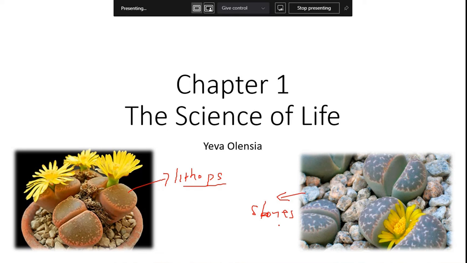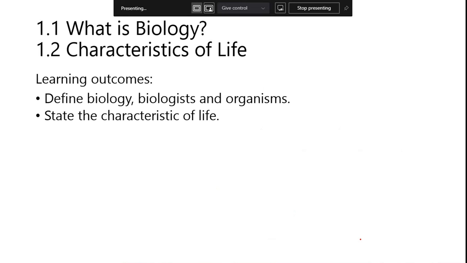Actually, lithops is a living thing, and the stone is a non-living thing. Why is lithops classified as a living thing, and then the stones classified as non-living things? To answer this question, we will learn about the characteristics of life.